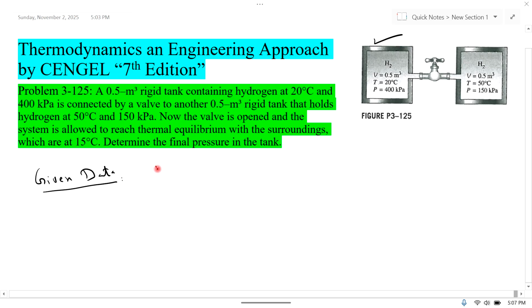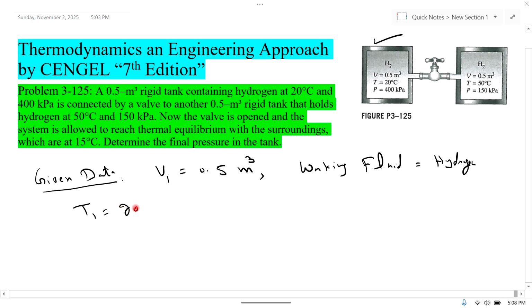Initially, the volume of this tank is 0.5 cubic meter. Rigid tank means the volume of this tank is fixed, containing hydrogen. The working fluid here is hydrogen. At 20 degrees centigrade, initially the temperature is 20 degrees centigrade. We will use the perfect gas equation, so convert this to Kelvin, which is equal to 293 Kelvin.